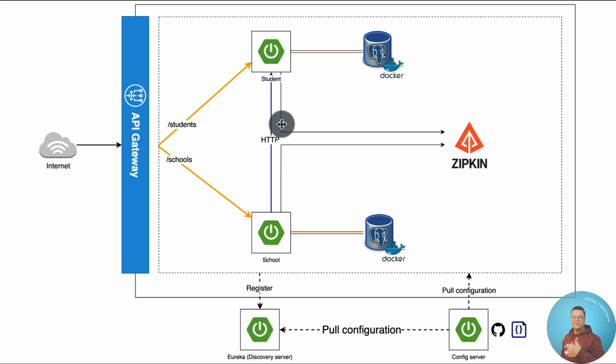Now let's move on and make some changes, and let's make our two microservices available via this API gateway, because for now we are accessing these two microservices directly using their endpoints. Now let's access them using the API gateway.